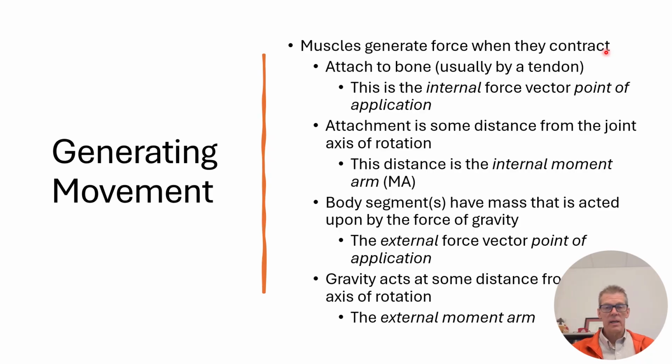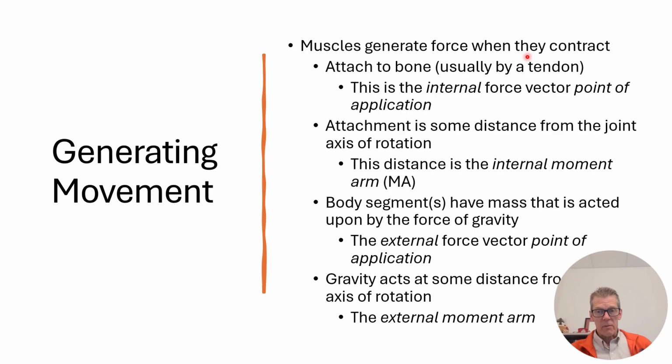So, I kind of hinted at this on maybe the first or the second slide, but muscles are attached to bones, usually through a tendon, and when they generate a force, they contract, they shorten, right? You can't push a rope, you can't push a muscle, but you can pull. That's an internal force acting at a point of application where that muscle inserts. Usually there's a short moment arm. We call that the internal moment arm.